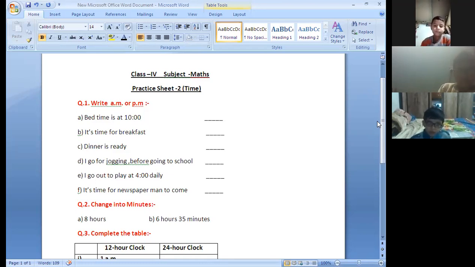Write AM and PM. In the very first question, you have to check the time very carefully, then you are going to give me the answer. Suppose here it is given that the bed time is at 10. So what does it mean? Ma'am, PM. PM we are going to write. So ma'am is just going to write down here PM.